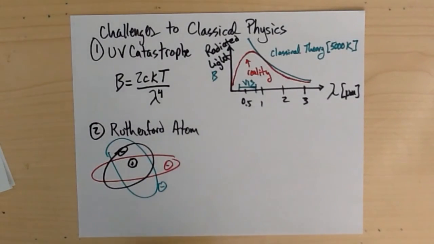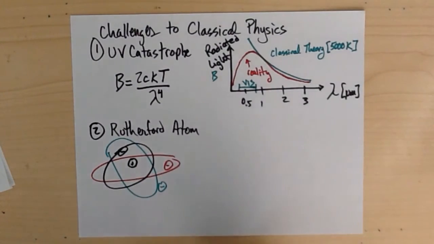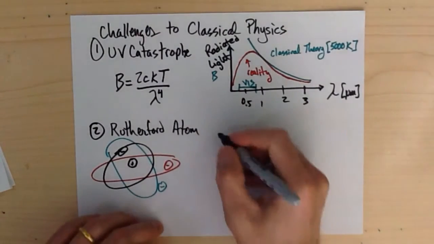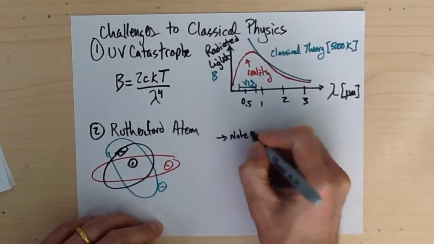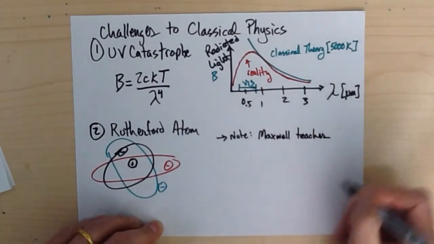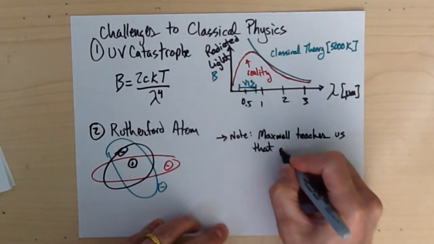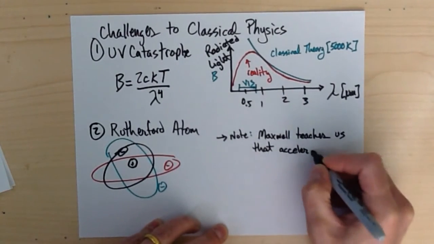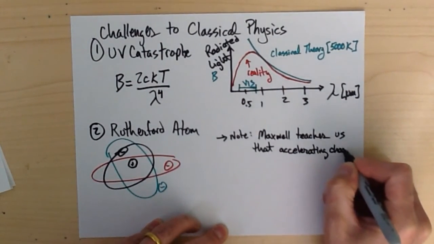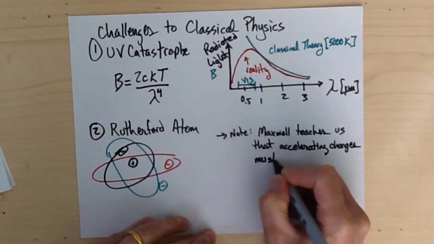But there's a problem, and that problem is that even though this looks like a solar system or planets going around a massive star, and it seems like that should be possible, it's not. And it shouldn't be possible because Maxwell and his equations teach us that all accelerating charges must emit radiation.